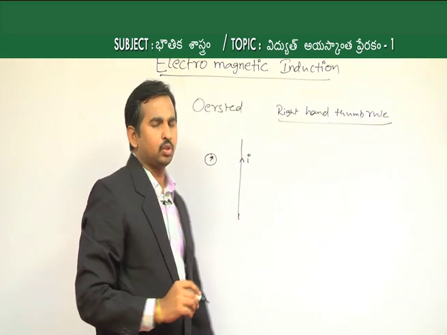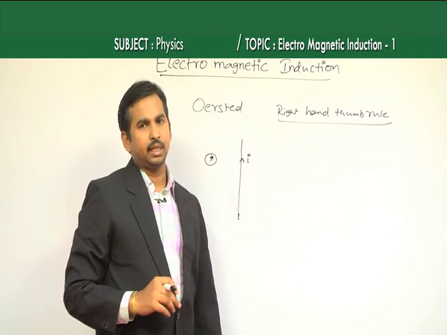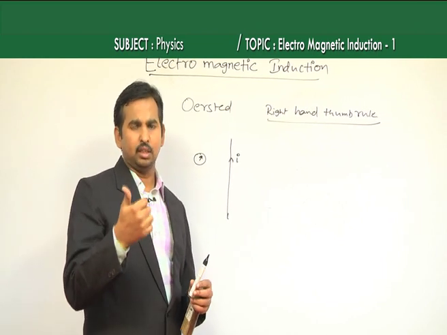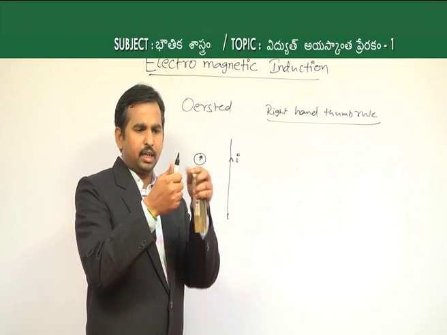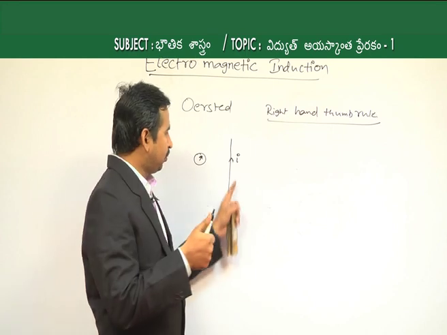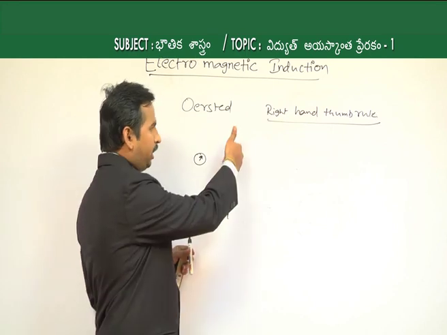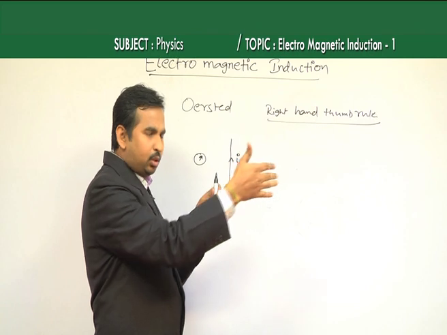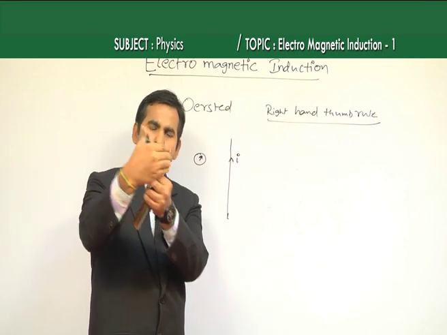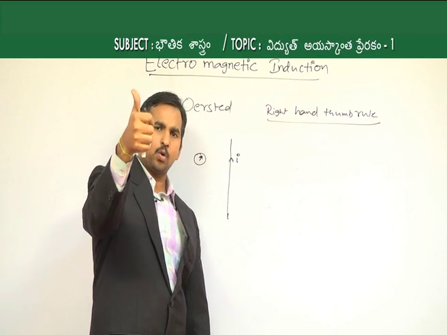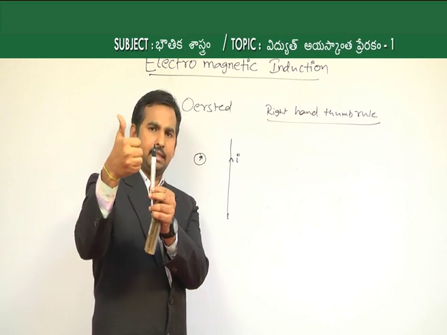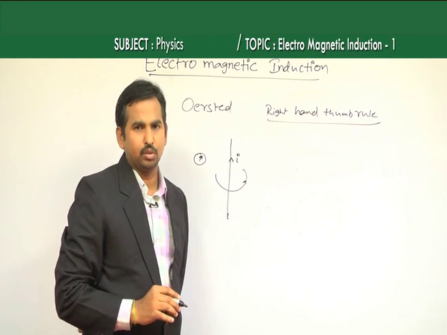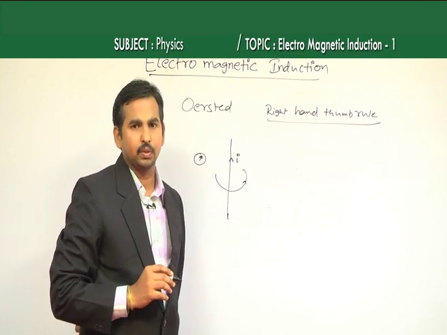According to this right hand thumb rule, if you hold the current carrying wire in your hand, with the right thumb pointing in the direction of the current, say for example here the current is going upwards, then the direction in which you curl your fingers to hold the wire gives you the direction of the magnetic lines of force around the current carrying wire. See that again.